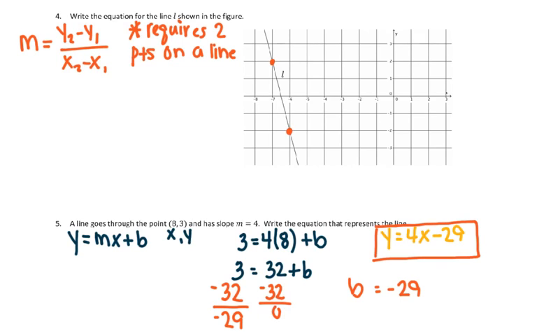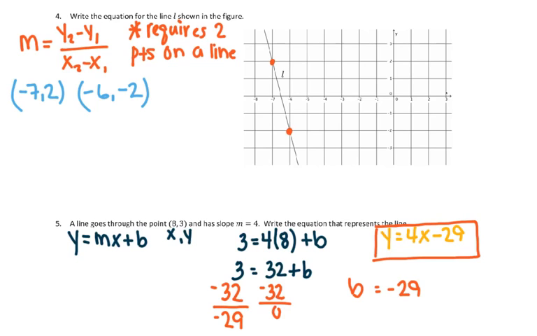And it's most helpful for me if I write out these points. So my points are (-7, 2), and my second point is (-6, -2). Now remember, it doesn't matter the order that you put these points in. You could put (-6, -2) first, and (-7, 2) second.